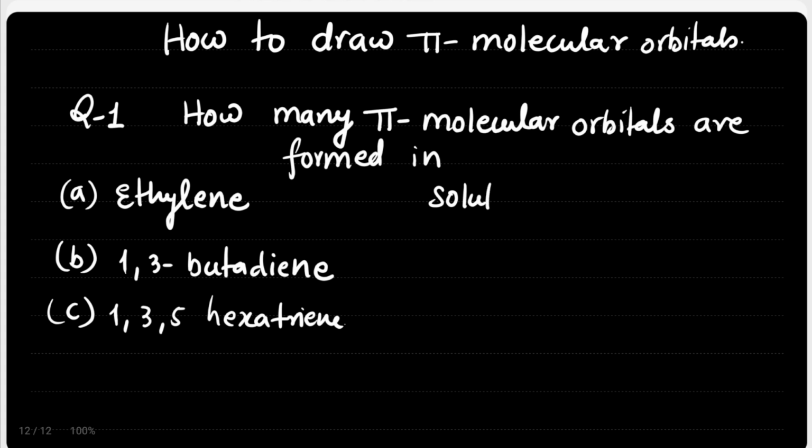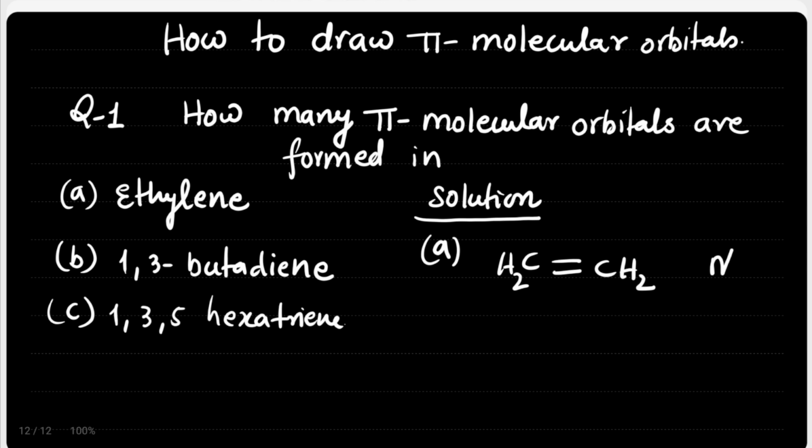Now for the first case, this is the formula of ethylene. So how many pi molecular orbitals are there? There are 2 pi molecular orbitals. Atomic orbitals are 2, so molecular orbitals will be 2. Here I am just asking you how many molecular orbitals are there. Now 1,3-butadiene: this is one pi bond, this is another pi bond. So how many pi orbitals are there? There will be 4 molecular orbitals.